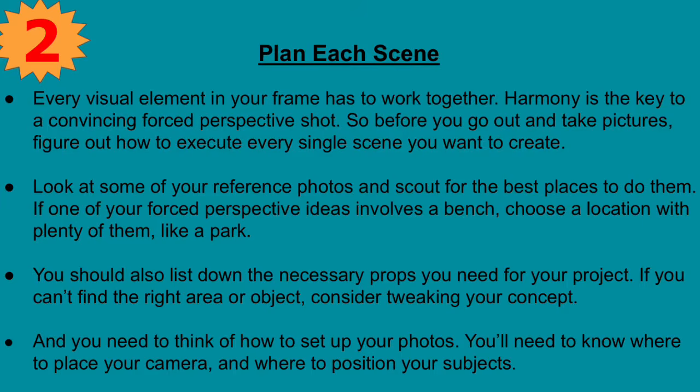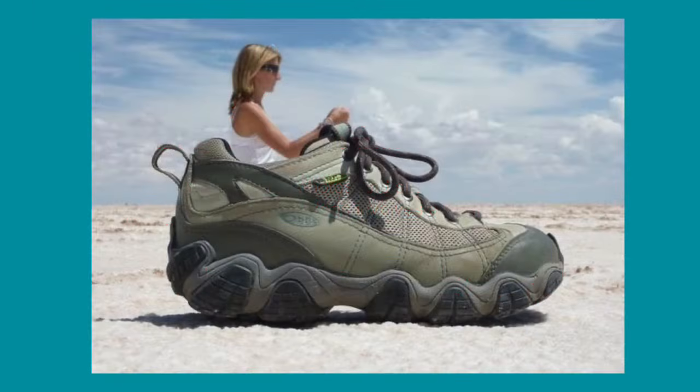Look at some of your reference photos and scout for the best places to do them. If one of your forced perspective ideas involves a bench, choose a location with plenty of them, like a park. You should also list down the necessary props you need for your project. If you can't find the right area or object, consider tweaking your concept. You'll also need to think of how you want to set up your photos. You'll need to know where to place your camera and where to position your subjects.